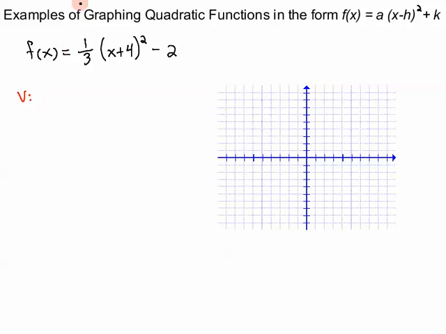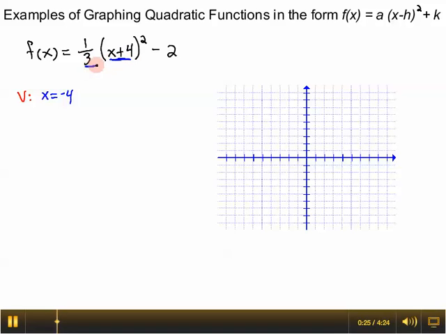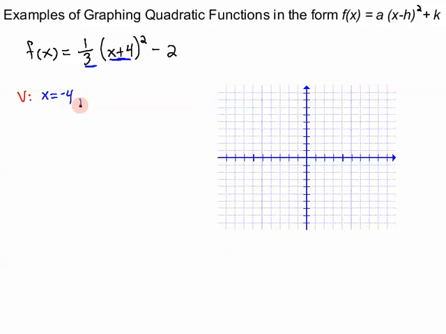So to find the vertex, I'm going to look at when x is negative 4. When x is negative 4, this is 0 times 1/3 is 0, so you just end up with the negative 2. So negative 4, negative 2 is the vertex of this function right here. So we can actually go ahead and determine our axis of symmetry here. It's through the vertex, so the axis of symmetry is the equation x equals negative 4 if we wanted that.